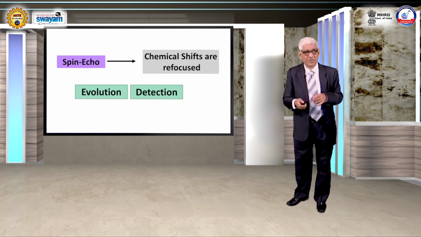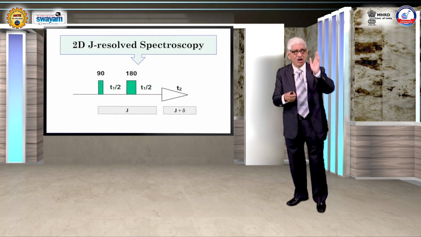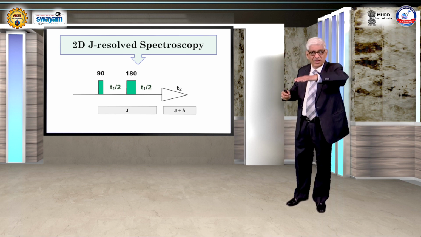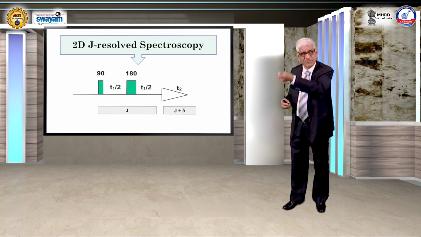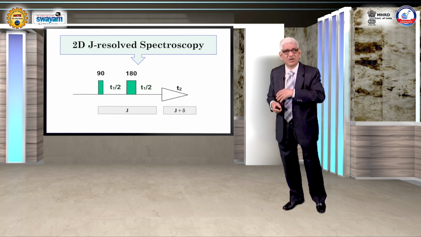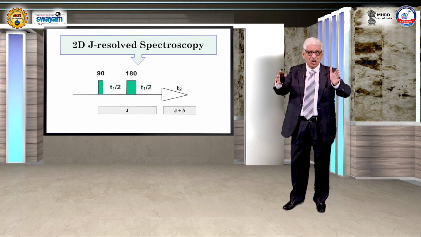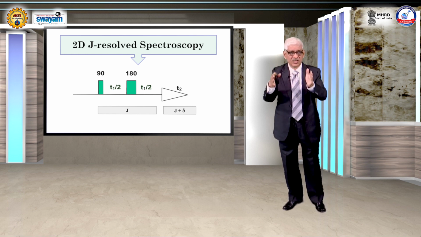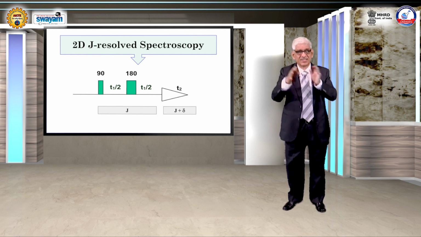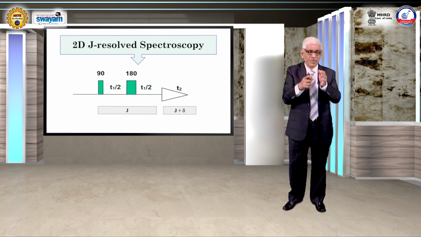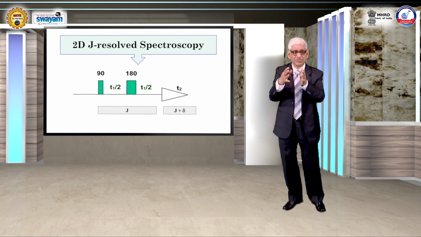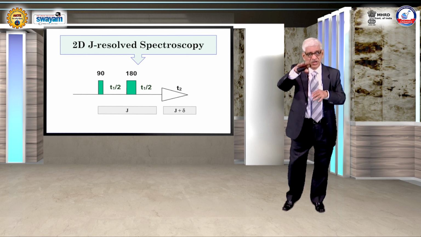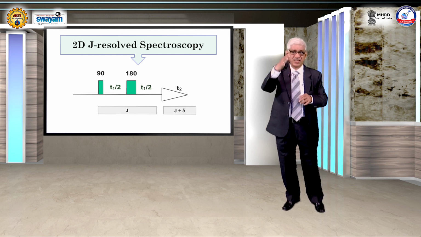So whatever chemical shift is present at the beginning after the 90 degree pulse, the spins will be evolving, but that will be completely refocused at the end of the second t1 half period. Therefore it appears as though the chemical shifts did not matter to the experiment in this sequence. That is called the spin echo, but the coupling constants between them are still operational, still present, and that modulates what is happening in the t1 period.